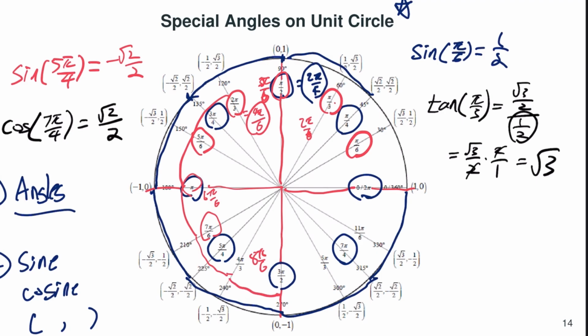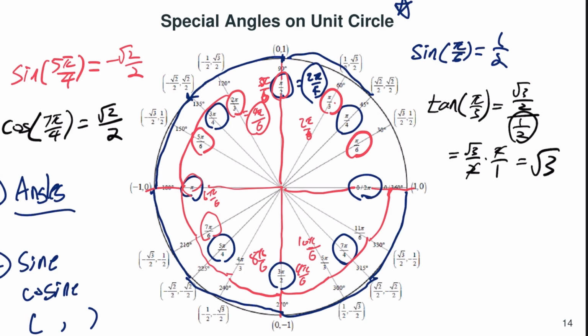Another pi over 6, I get 9 pi over 6, which is 3 pi over 2. Add another pi over 6, I get 10 pi over 6, which simplifies to 5 pi over 3. Add another pi over 6, I get 11 pi over 6. Then add another pi over 6, I get 12 pi over 6.